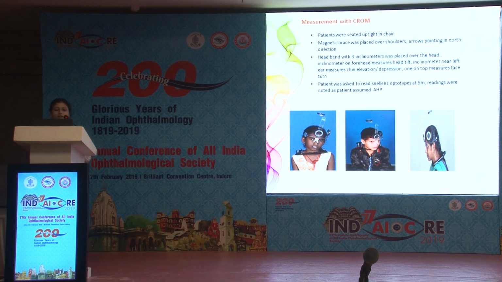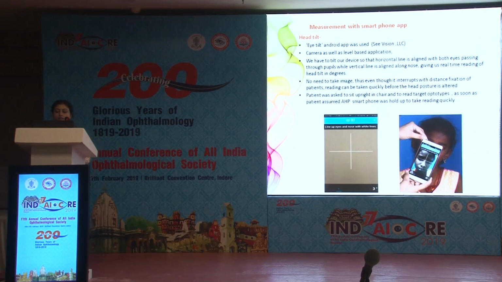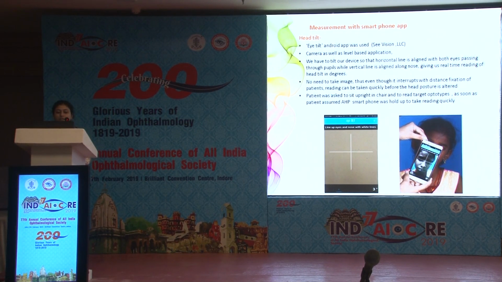The methods: while measuring with CROM, the patients were asked to sit upright in the chair. The magnetic brace was placed over the shoulder, arrow pointing in north direction. Headband with 3 inclinometers was placed over the head. The inclinometer on the forehead measures the tilt, the one near the left ear measures the chin up or down, while the one on the top measures the face turn. Patients were asked to read the Snellen's optotype at 6 meters. Even though it interrupts distance fixation of the patient, reading can be quickly taken before the head posture is altered.